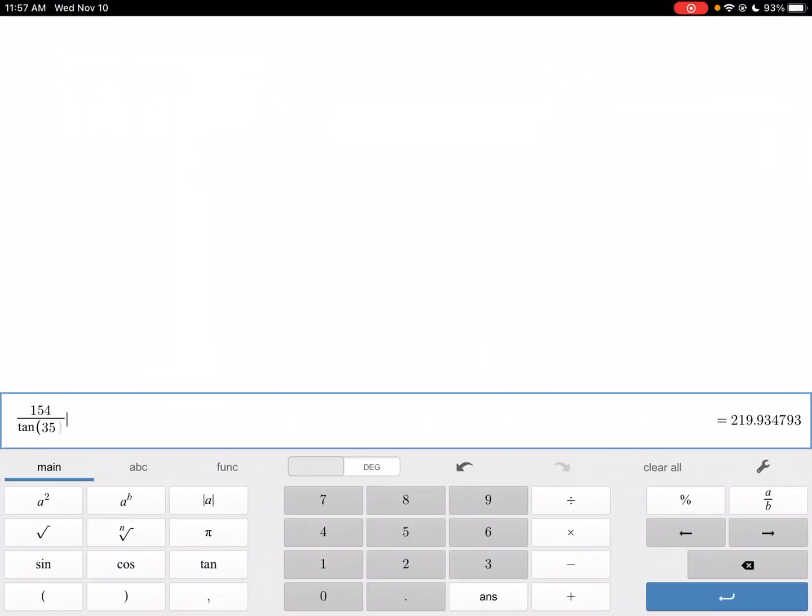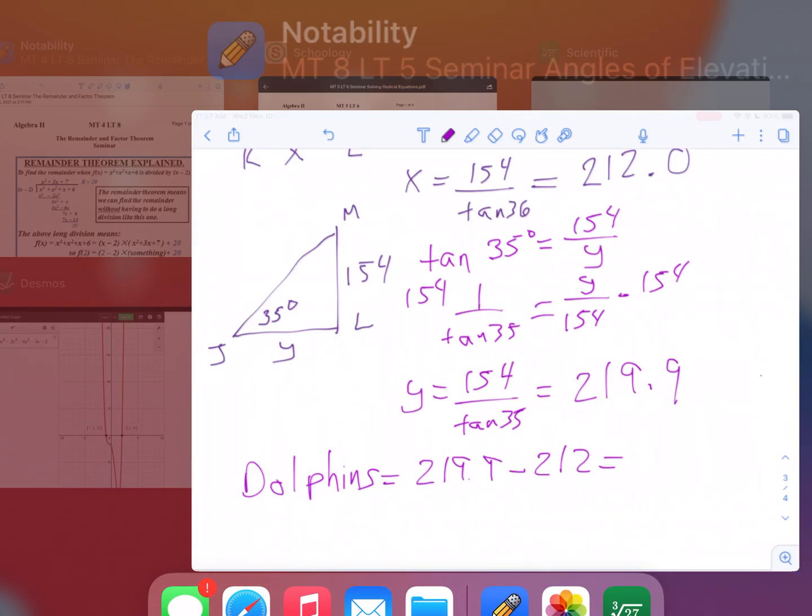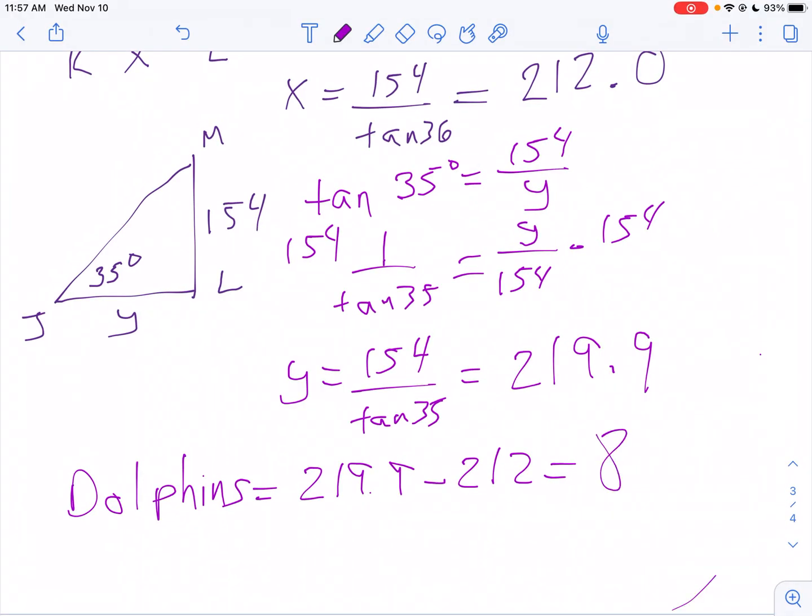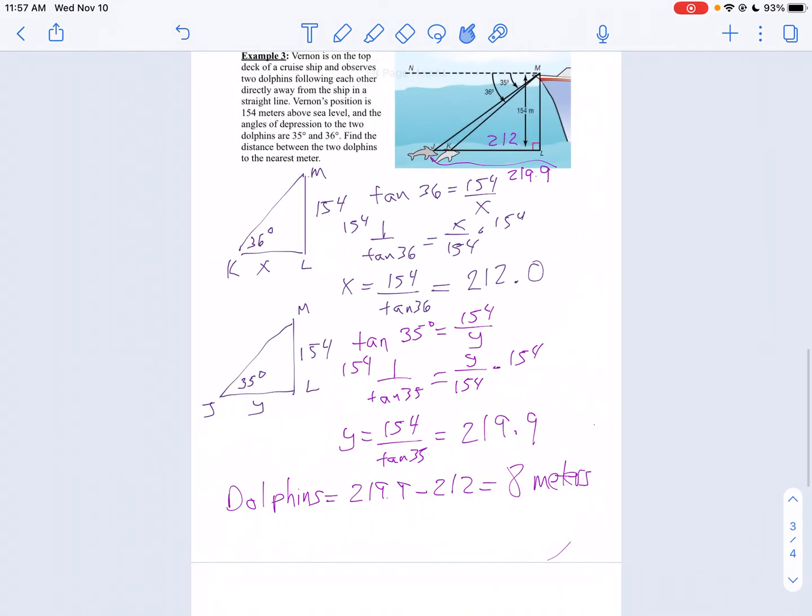Well, if I subtract 212 from my answer, rounded to the nearest whole number, I'll get 8 meters. So the dolphins are 8 meters apart. This is where you're going to use 2 triangles. And sometimes you add, sometimes you subtract. This one, I want to find the distance between the dolphins, so I subtracted because I had a big triangle and a smaller triangle.